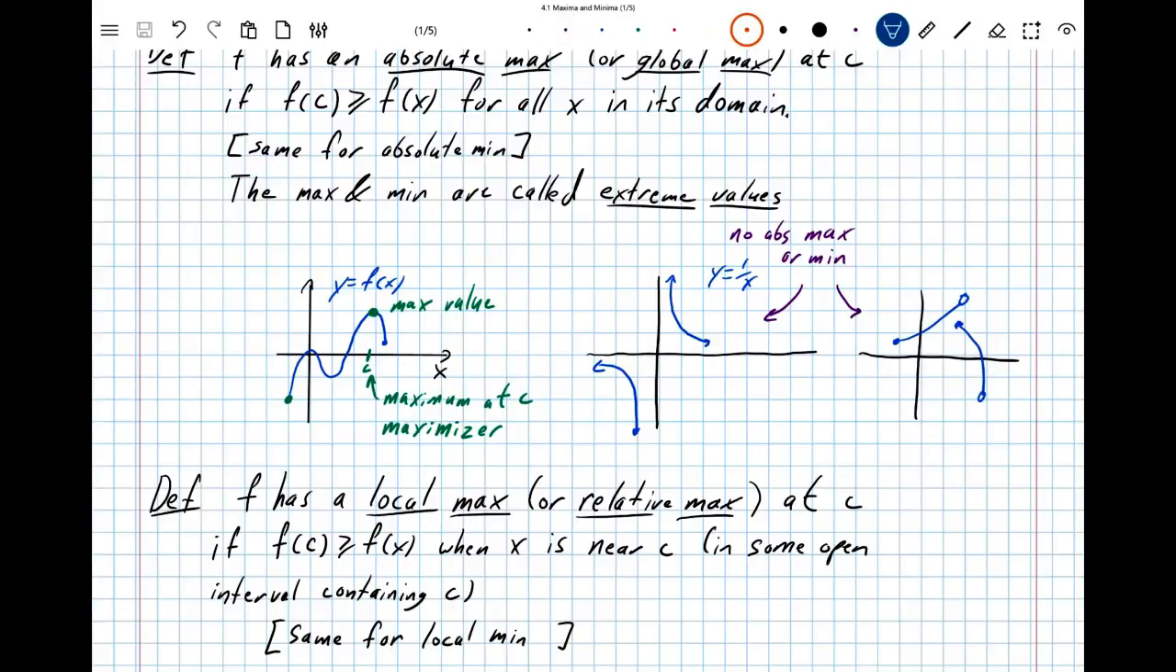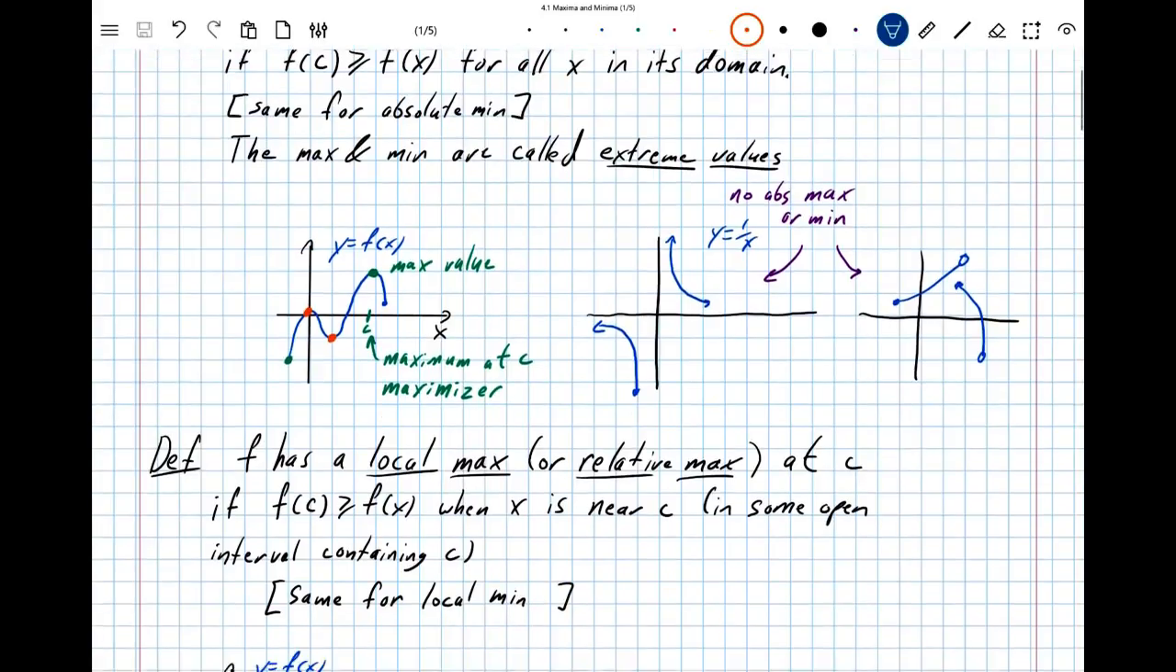What is going on with this little thing here and this little thing here? It's got some behavior like a max or min. It's just not the biggest or the smallest overall. And I would like to have a word for that. I'd like to say, all right, well, it's still kind of special to us.